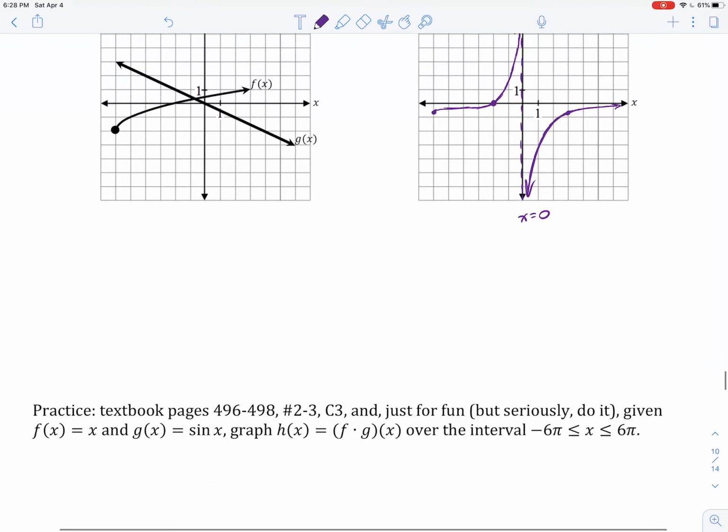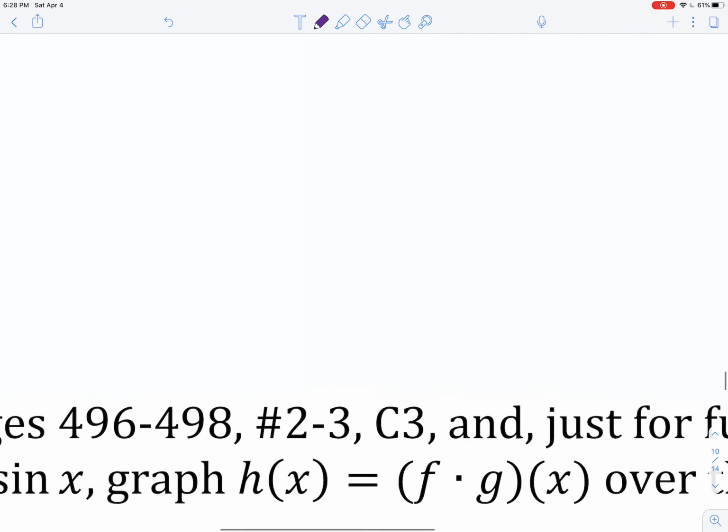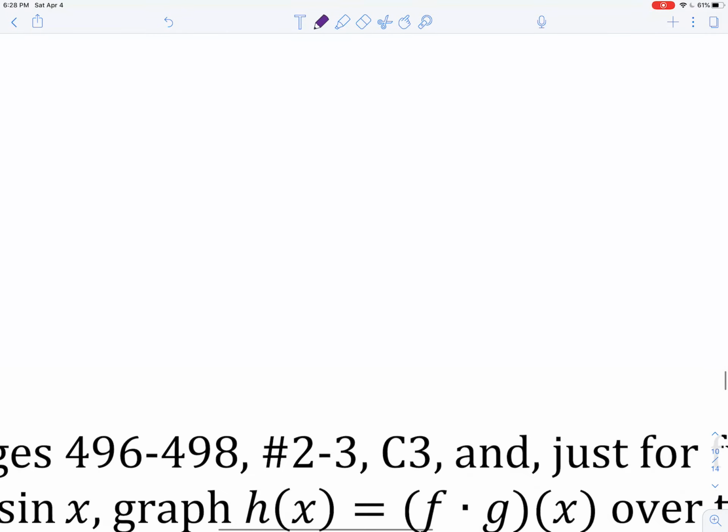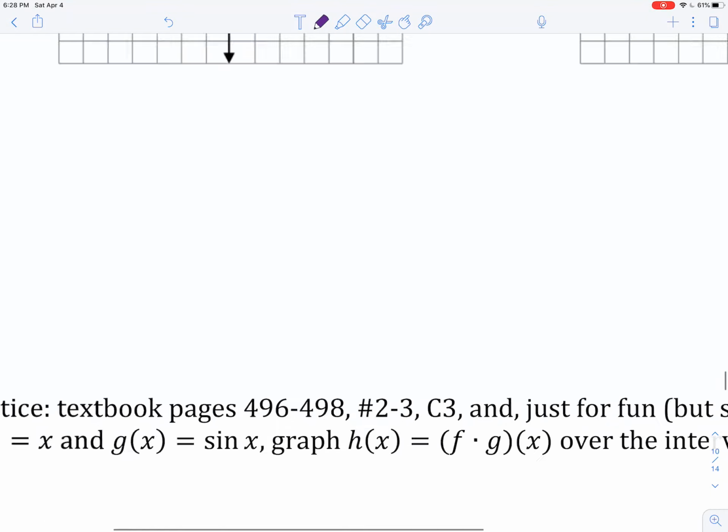But try out all this stuff. Whoa, just questions 2 to 3 and C3. That's not that much at all.